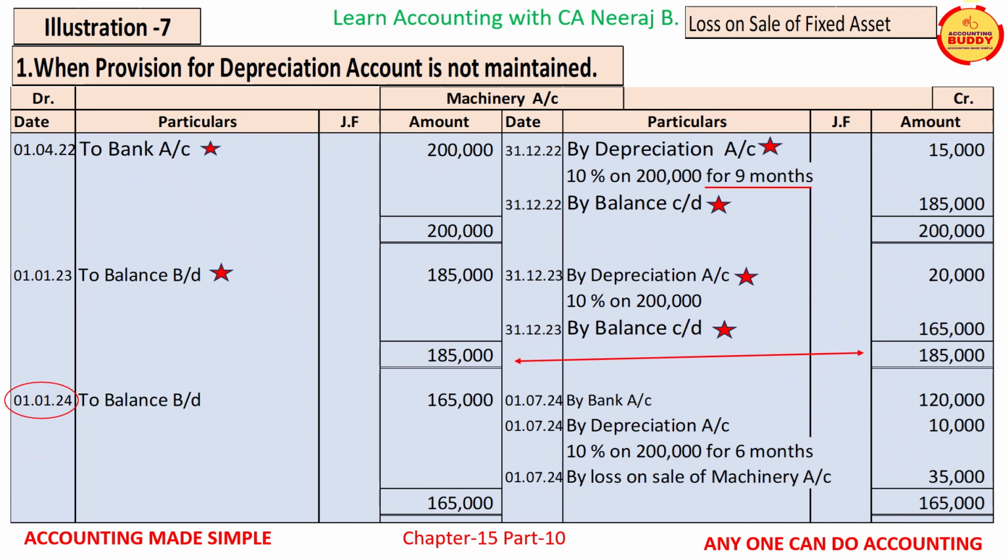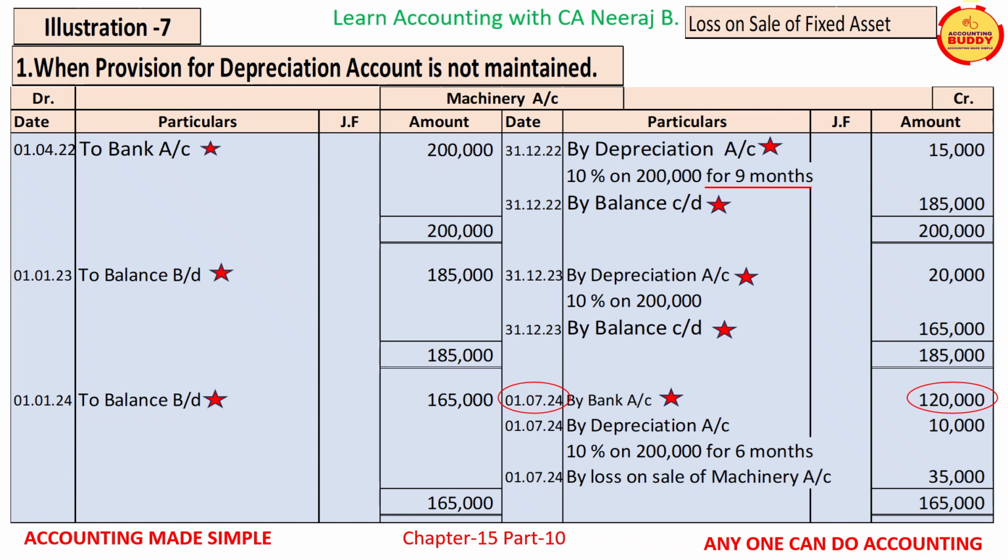Thus the machinery account for the financial year 2023 is balanced. On 1st of January 2024, the closing balance of $165,000 as on 31st December 2023 will become the opening balance for the financial year 2024 and will be shown on the debit side of the machinery account by writing the words to balance brought down. On 1st of July 2024, machinery is sold and the sales proceeds of $120,000 is posted on the credit side of the machinery account by writing the words by bank account under the particulars column.